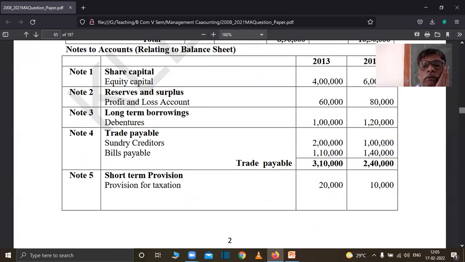Decrease of 1 lakh goes to increase column. Bills payable 1 lakh 10,000, 1 lakh 40,000. 30,000 increase. 30,000 increase goes to decrease column. Okay. Then provision for tax 20,000, 10,000. 10,000 decrease goes to increase column. These three liabilities you take.